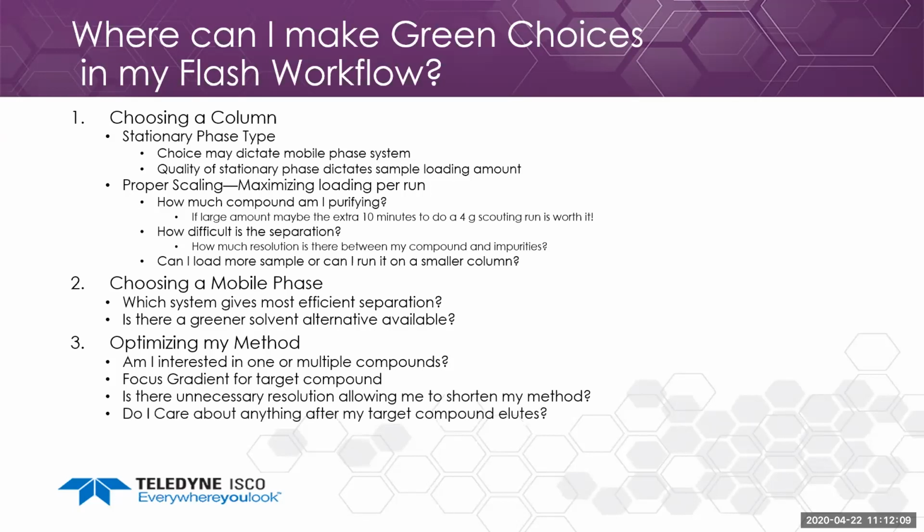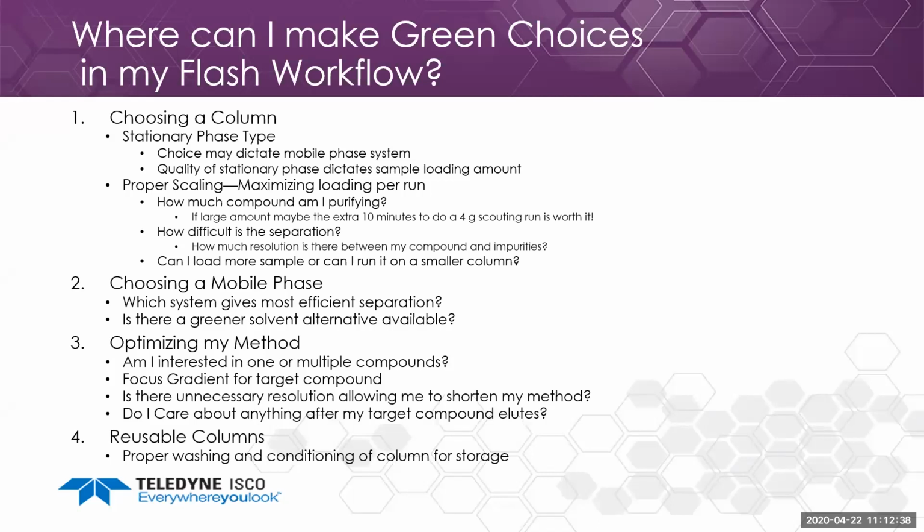Do I care about anything after my target compound elutes? For flash chromatography, with our mass spec, we could set up a run to terminate on target. So once your target compound comes out, the run's going to go ahead and stop on its own. You can do this without a mass spec if you're doing the same run. You do your focus gradient range and then end your run after you know when your compound comes out. So that's something you can do.